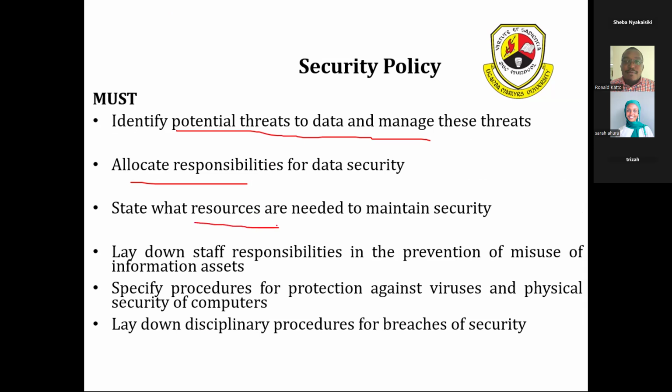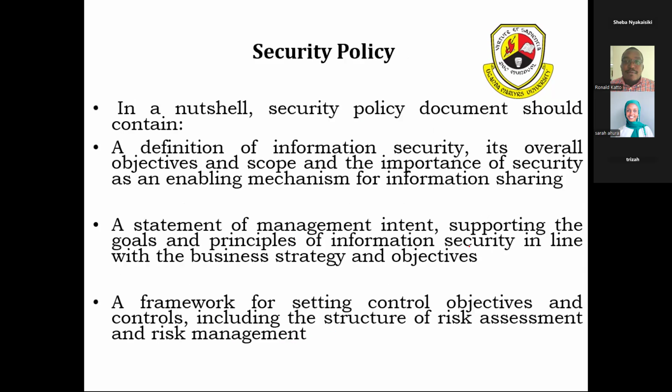The policy will also state what resources are needed to maintain the security. It lays down the staff responsible. It also specifies the procedures and processes for protection from viruses and so on and so forth. And also states the disciplinary procedures in case of a breach. So this is what it should contain.